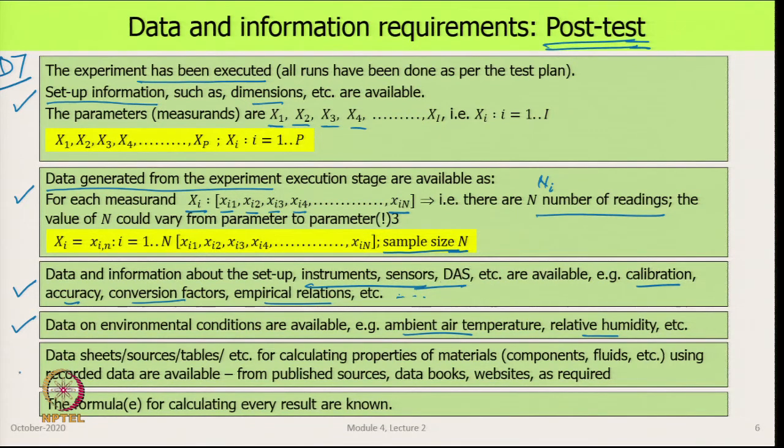Then we also have information such as data sheets, sources or tables from books, handbooks or websites, where we can take our measured parameters and on the basis of that we can calculate the properties of a material. For example, if we measure the temperature, we can then go to the tables, we can get the viscosity, its density, all of that. So, for solids, liquids, gases and for all other types of systems, whatever data sheets we require, whatever standard property data we require, that is over here.